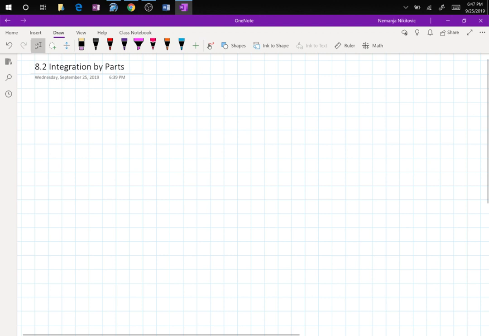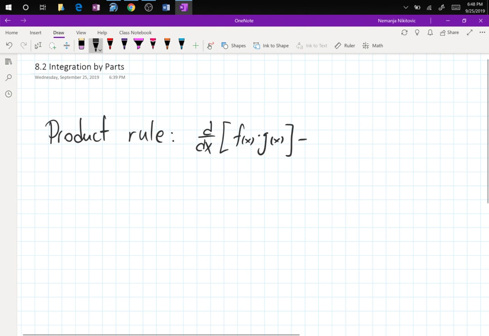So in Calc 1, when we dealt with derivatives, we learned the product rule. Some of you did the product rule as a formula using f and g, and some of you did it using u and v. So I'm going to use both notations to make everyone happy, because your happiness is our primary concern here. So the derivative of f of x times g of x is going to be f of x g prime of x plus g of x times f prime of x.